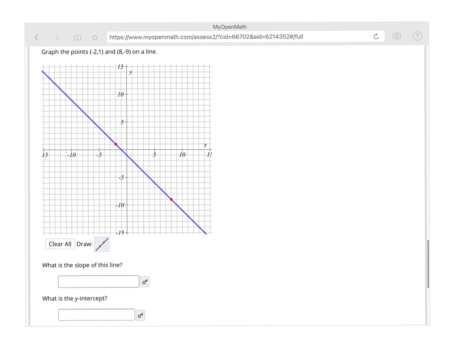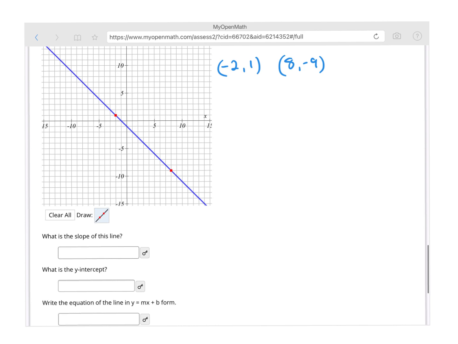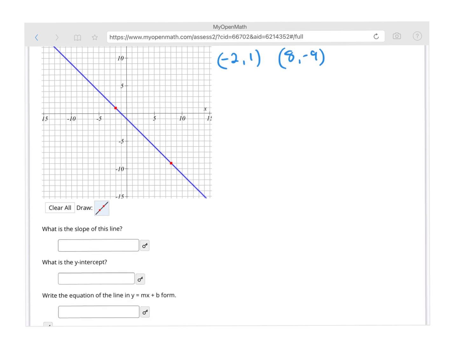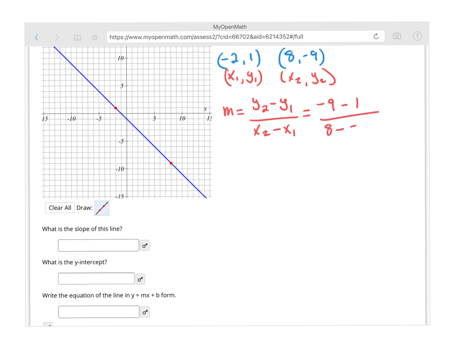But now if we want to write the equation, it becomes a little bit more challenging. So I'm just going to rewrite the 2 coordinates. So (-2, 1) is the first point, and (8, -9) is the second point. I'm going to call those x1, y1 and x2, y2. Well, I'm not given the y-intercept. So first of all I have to find the slope using the slope formula I talked about a minute ago. And that slope formula is y2 minus y1 over x2 minus x1 is equal to the slope. So I'm going to have -9 minus 1 over 8 minus a -2.